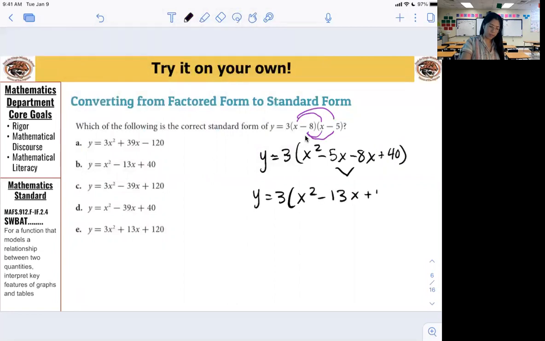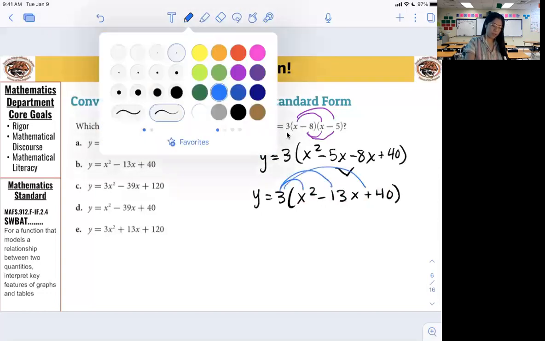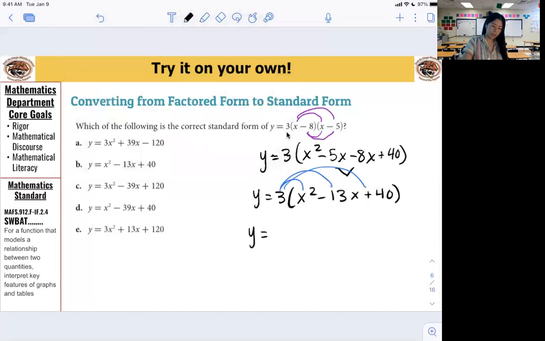-13x plus 40. So those of you who chose answer choice B, you have this, but I think you maybe forgot to distribute. You forgot about that 3 that was right in the front. So we can't forget him. He's very important. But now when we do distribute, we're going to just multiply everything times 3. So I get 3x squared minus 39x plus 120. So answer choice C was correct.